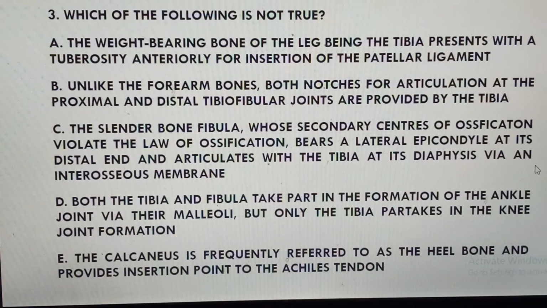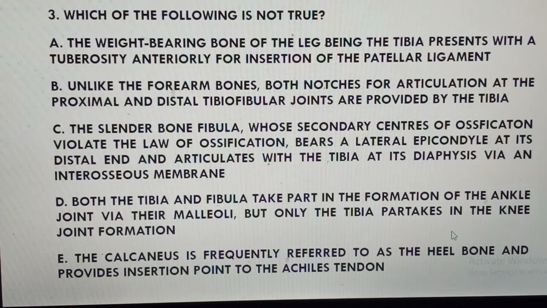Option D says both the tibia and fibula take part in the formation of the ankle joint via their malleoli, but only the tibia partakes in the knee joint formation. We saw that it was only the tibia that partook in the formation of the knee joint, but in the ankle joint, both malleoli, of the tibia and fibula, partake.